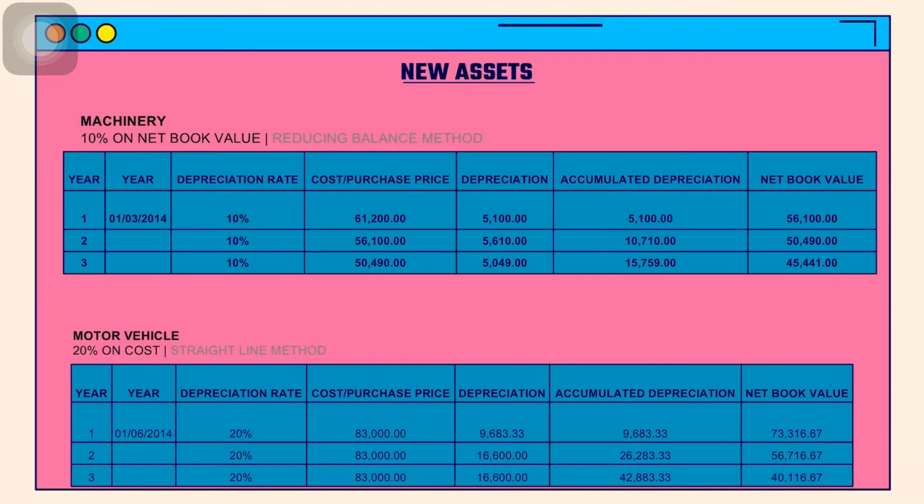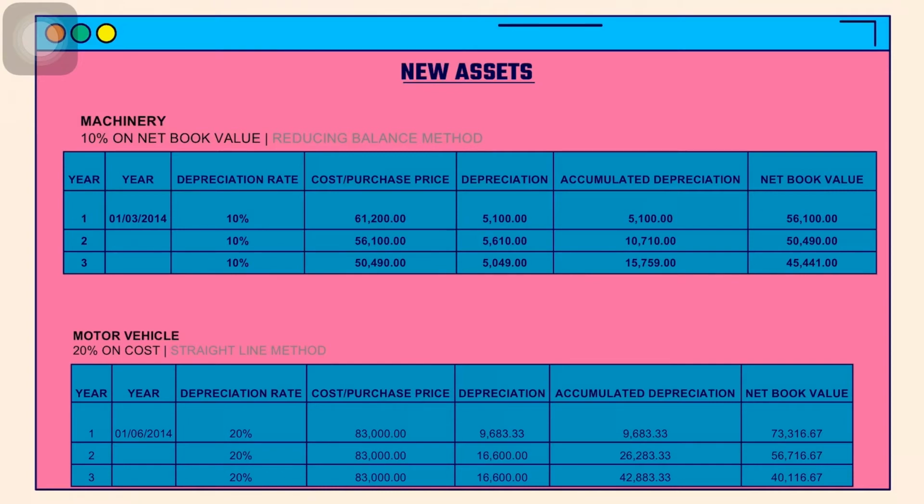Next, let's calculate the depreciation for the new assets. For new assets, we have to calculate from the date of purchase given. For the machinery, the depreciation rate given is 10% on net book value, so we use the reducing balance method. The date of purchase for machinery is 1st March 2014. For the cost, 60,000 plus 1,200 equals 61,200. The 1,200 you get from the transportation.